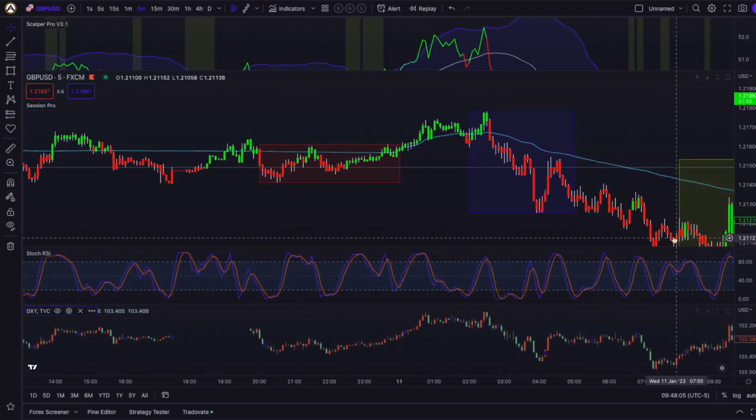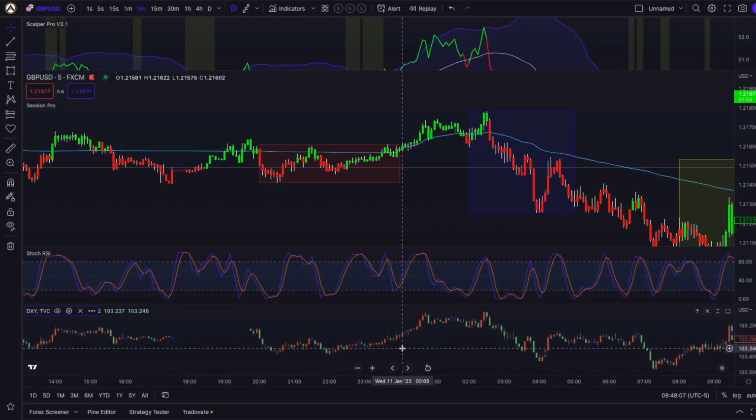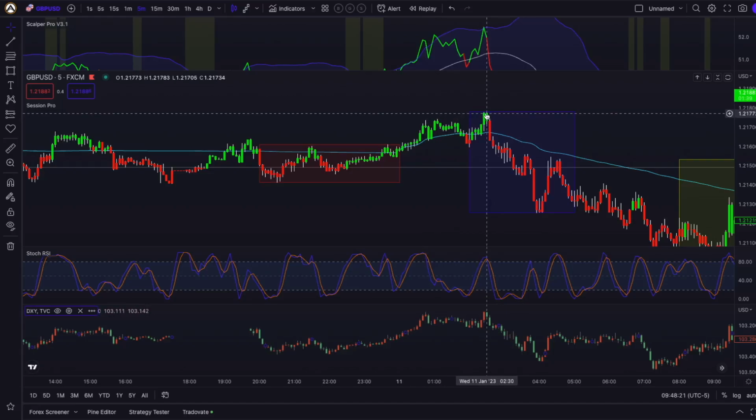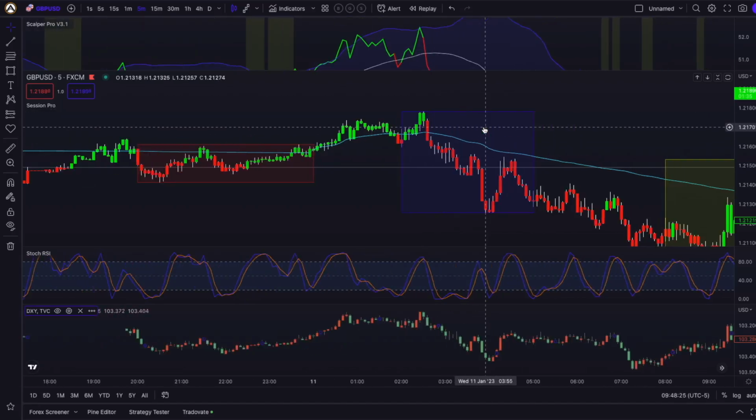So what we saw here, I don't think that we actually had a DXY divergence on the British pound US dollar. We only saw that we made equal highs on the DXY on this day, comparing this high to this high, and that we made higher highs on the British pound US dollar. So that's a weak divergence signal.